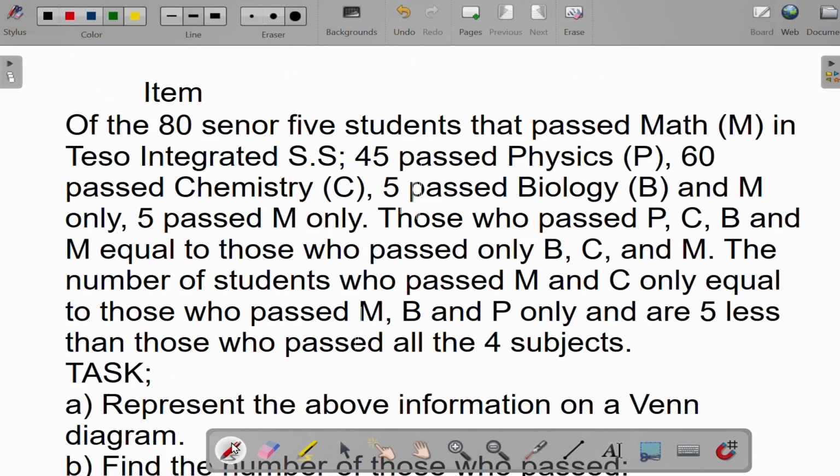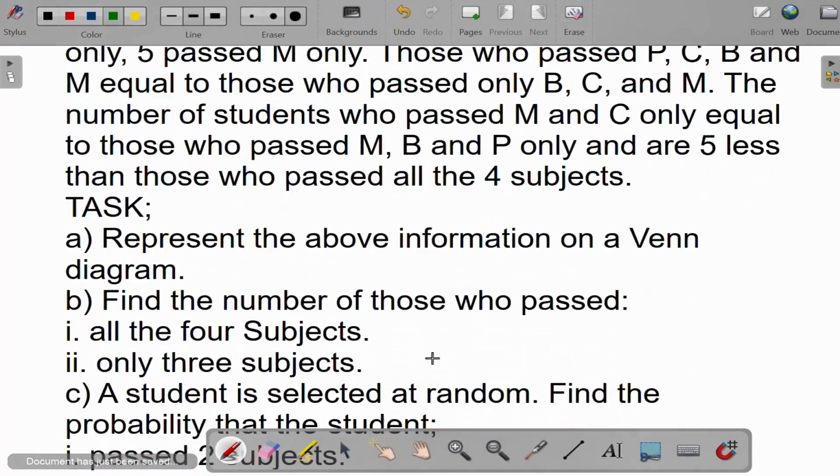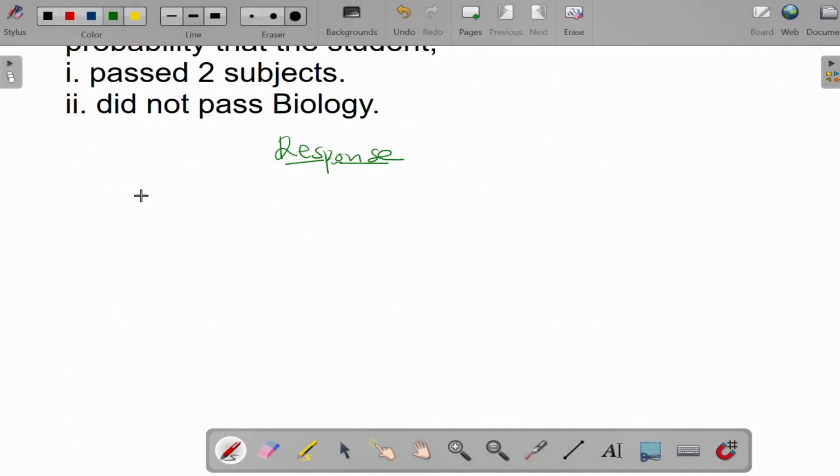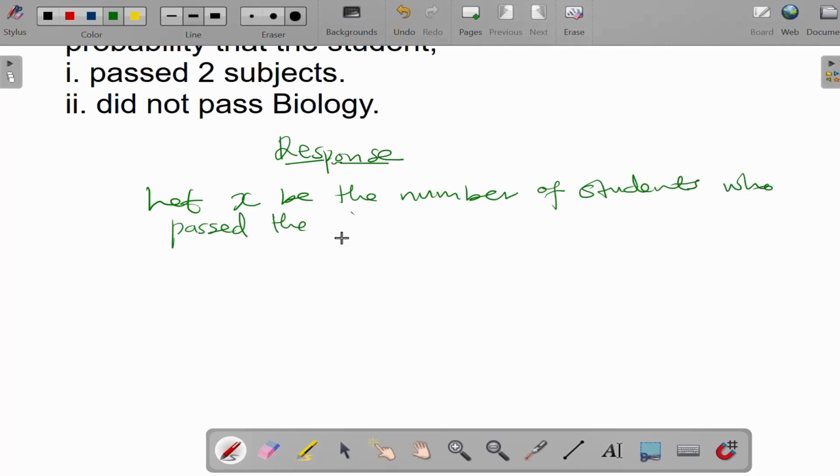So we can now kickstart writing our response here. We are going to begin by letting X be the number of students who passed the 4 subjects.